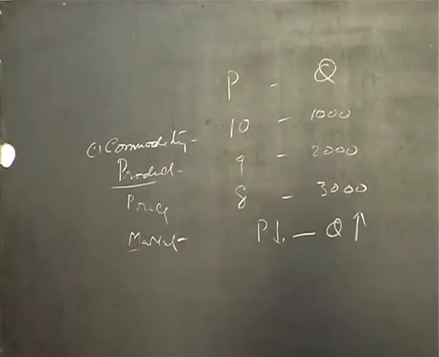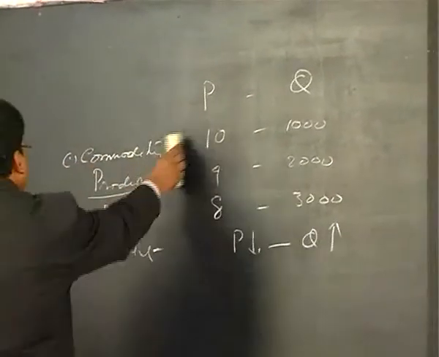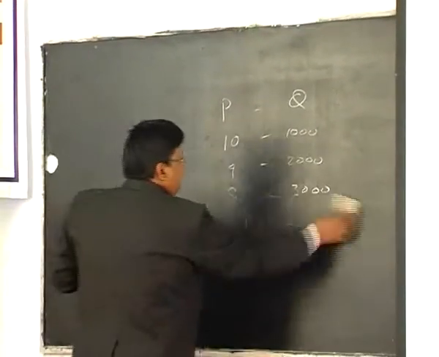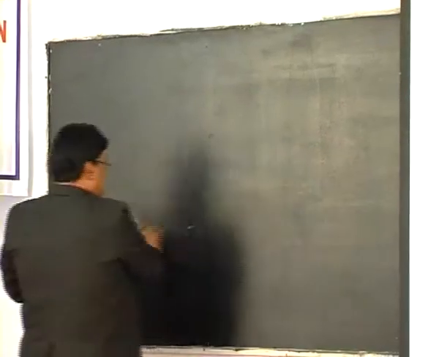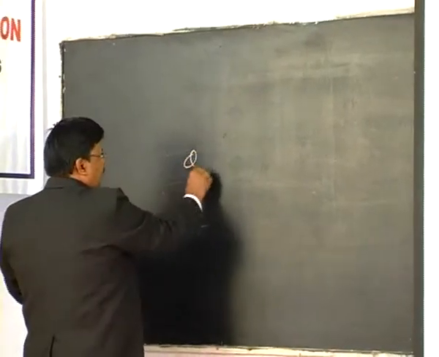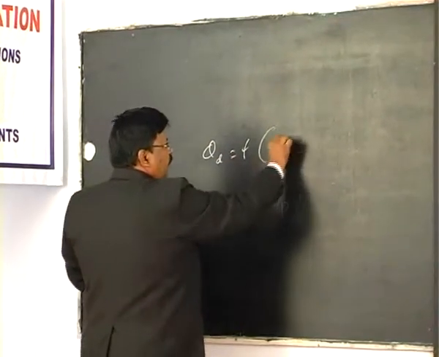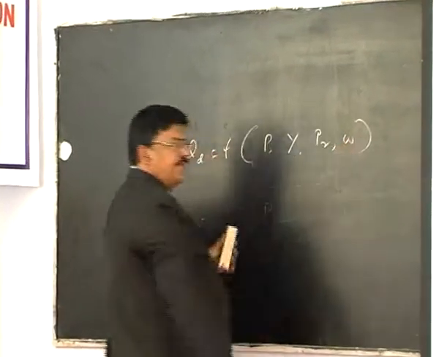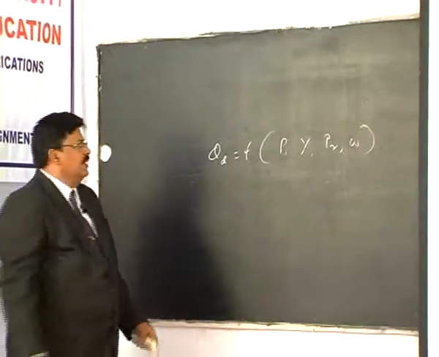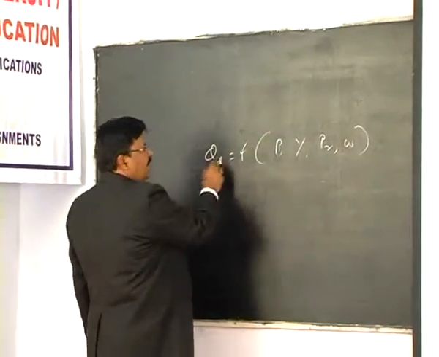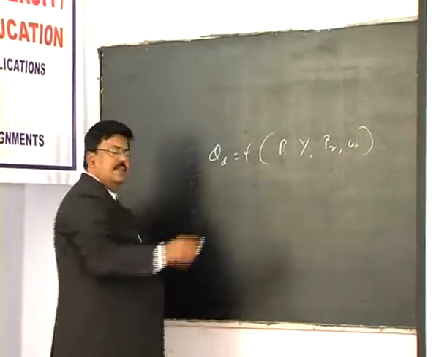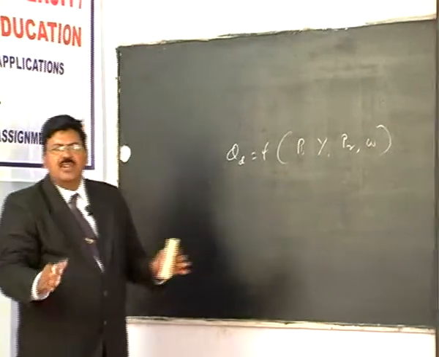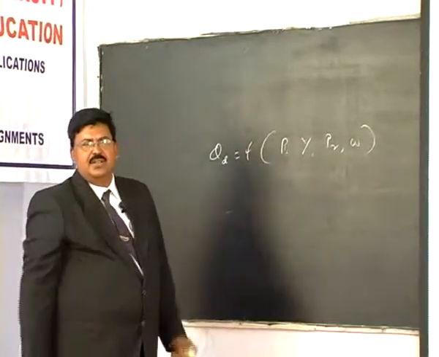So let us come to the demand function. Quantity demanded is a function of own price, incomes of people, prices of related goods, and so on. We have seen that when price increases, quantity decreases, or when price declines, quantity increases. That is, an inverse relation between price and quantity is established.